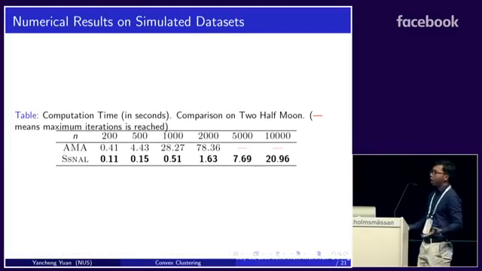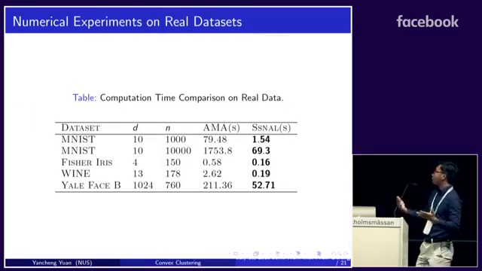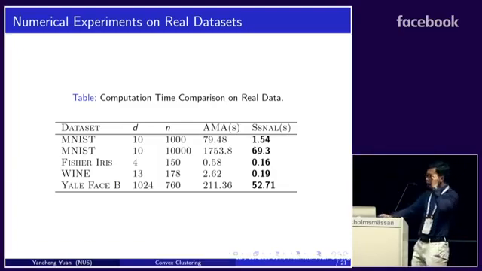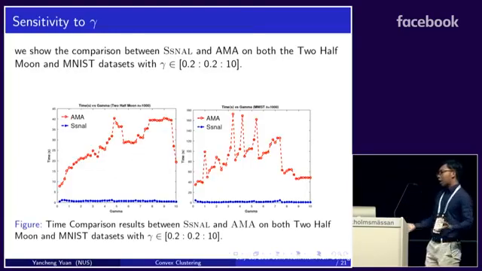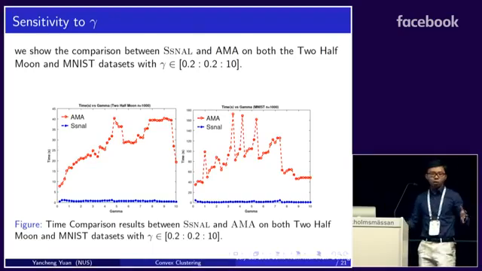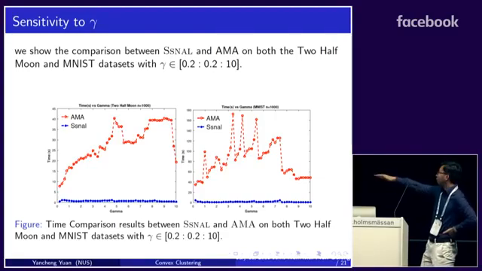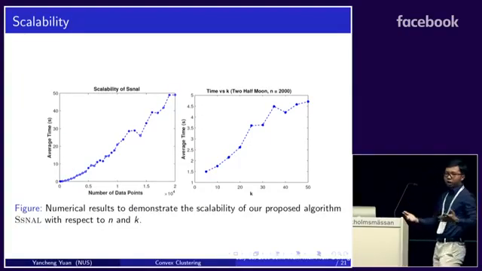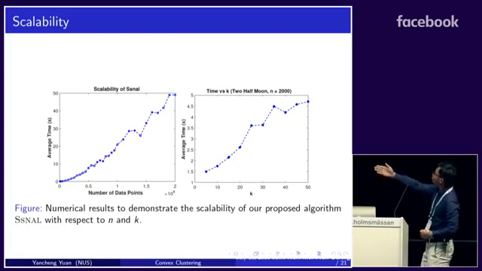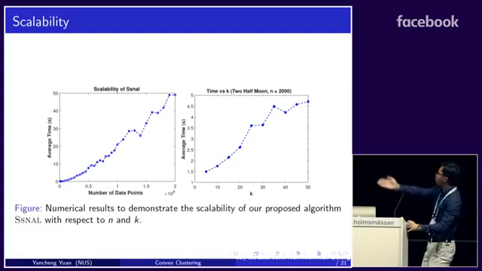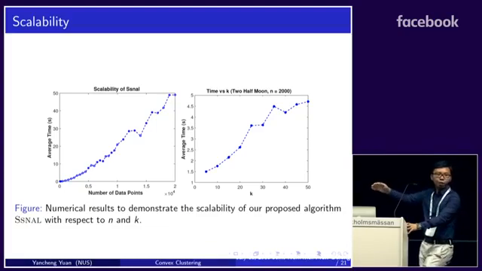And here are some time comparisons. You can see our algorithm is quite fast and scalable. This is some experiment on the real data set. And you know that you can get the clustering paths when you solve the problem for different values of gamma. And you can see AMA is very sensitive to the gamma, and our algorithm looks quite okay to the gamma. And if we look at the scalability, our algorithm is almost linearly dependent on the number of data points.